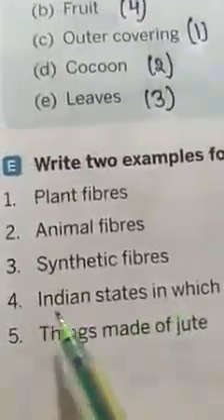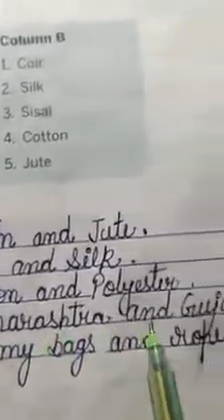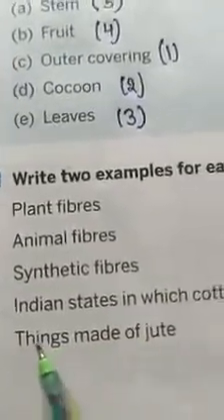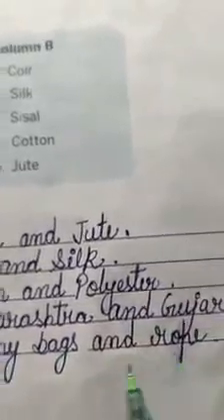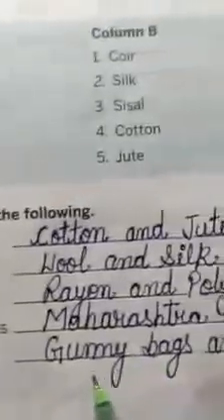Now come to the 4th one, Indian state in which cotton grows. Dear students, Maharashtra and Gujarat. So right here, Maharashtra and Gujarat. Now dear students, come to the next, things made of jute. Dear students, gunny bags and ropes are the things which are made up of jute. So dear students, right here, gunny bags and rope.